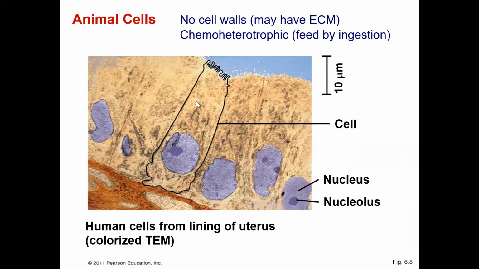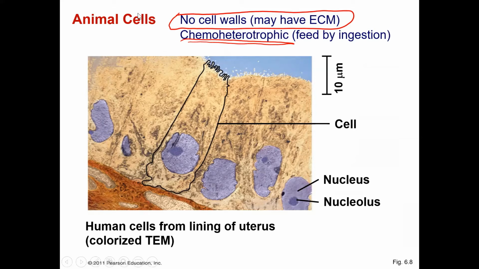So a couple of things to take note. These are things we've talked about a little bit already in some detail. Animal cells have no cell wall, but some of our cells may have an extracellular matrix. Animal cells are chemoheterotrophs. I guess we haven't necessarily talked about what that means, but that basically means we eat. We eat other organisms to live.